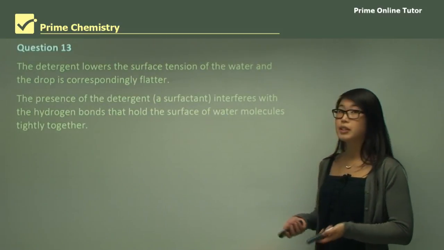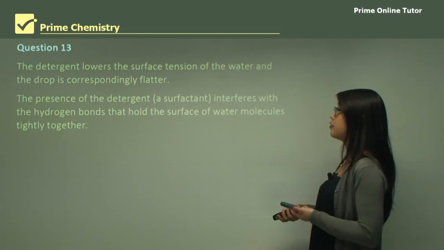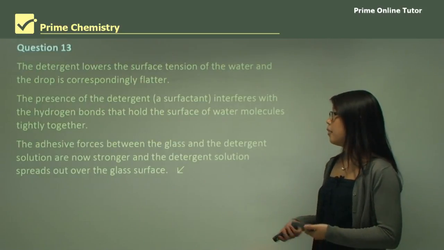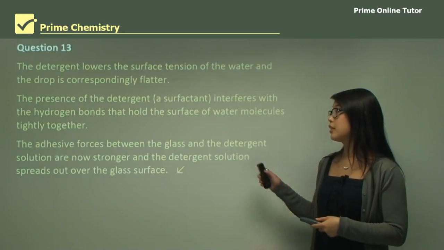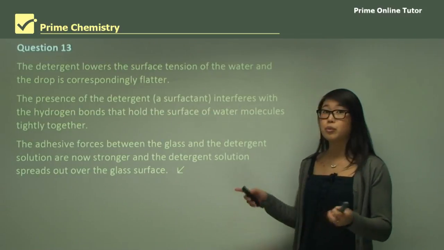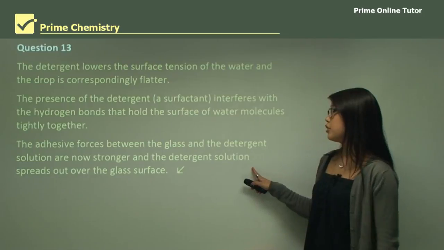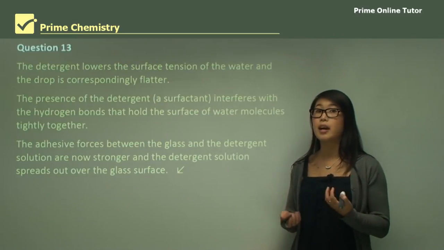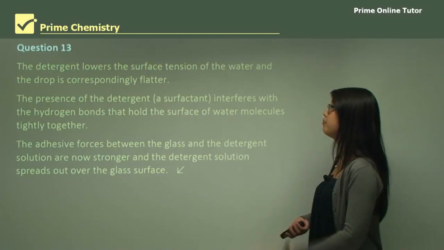So the detergent is a surfactant. It interferes with the hydrogen bonds that hold the water together. But adhesive forces between the glass and the detergent solution are now stronger compared to the water ones, and therefore the detergent solution will spread out over the glass surface because it's able to bind and interact with the glass.